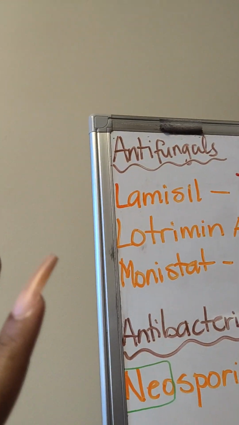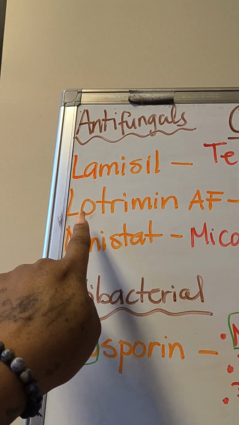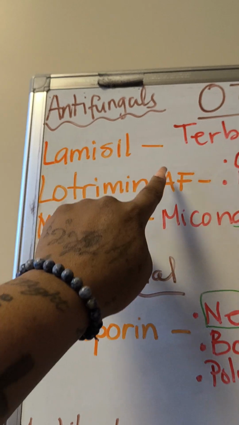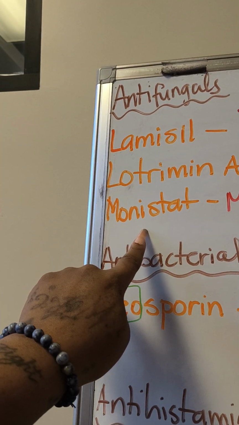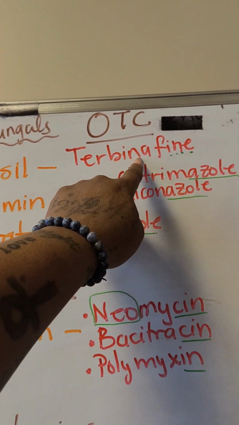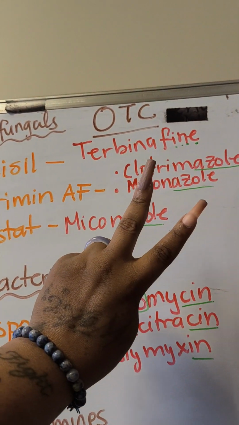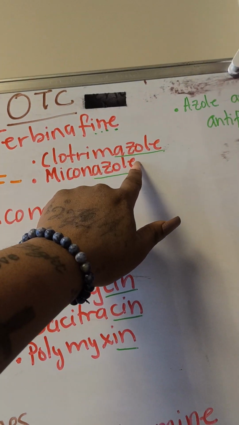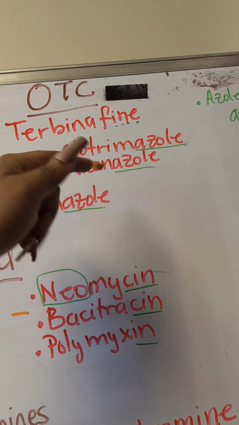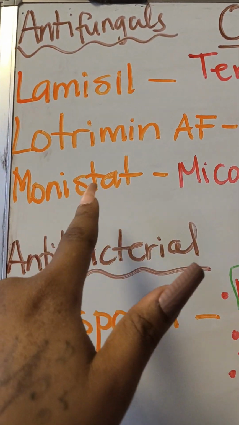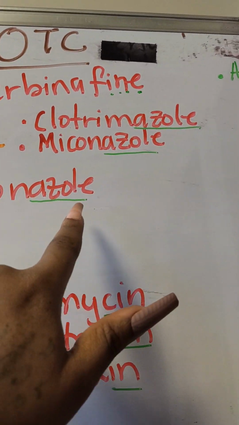I have three antifungals here: Lamisil, Lotrimin AF, which would be antifungal, and Monistat. Lamisil is terbinafine. Lotrimin antifungal has two generic names, clotrimazole or miconazole. Either or is correct. Monistat is also miconazole.